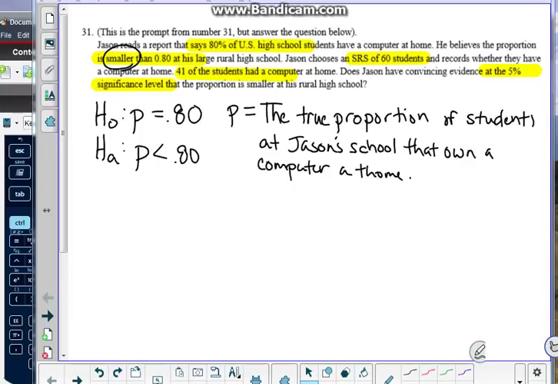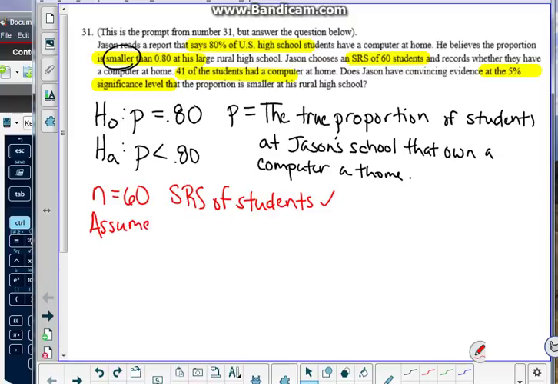So let's go ahead and continue writing down things that we know. We know that our sample size is equal to 60, and that was a simple random sample of 60 students. So that's going to help us out knowing that our random condition is now checked. Other conditions that we need to check is we need to check the 10% condition. Well, that's based on the assumption that our population is going to be at least 600. So our population here is the population of students at Jason's large rural high school. Since it's large, I think that this is a fair assumption to make. So we can say that n is less than or equal to 10% of big N.